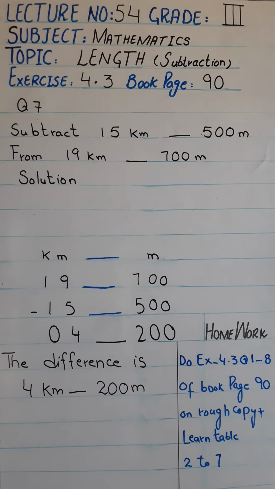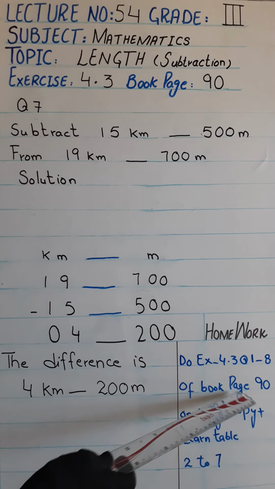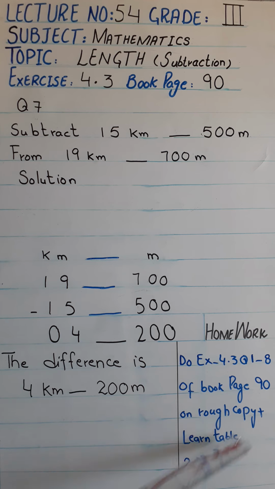Follow the same method for question number 8 and question number 5. I solve question number 4 and question number 7 for you; you solve question number 4 and 8, following the same method. Okay, and question number 2, look at your book, this is your homework. Do exercise 4.3, questions 1 to 8 of book page 90 on a rough copy.